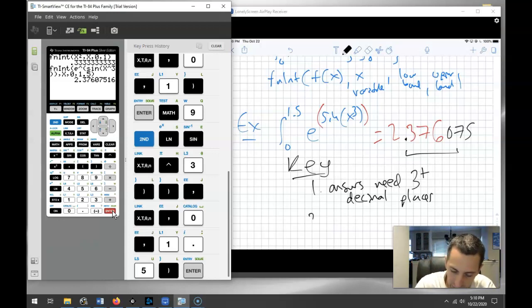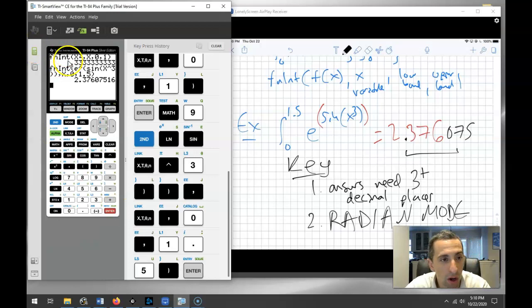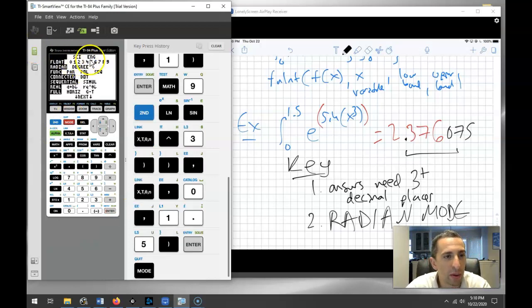Second, and this is key, you are always going to be in radian mode. So if you got a different answer, obviously you might have typed this in wrong, but you might go to mode and see you have degrees selected there. Degrees are for chumps. You don't want that to be you. You want to make sure you're in radian mode.